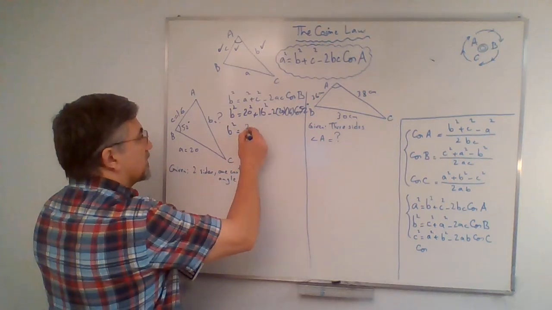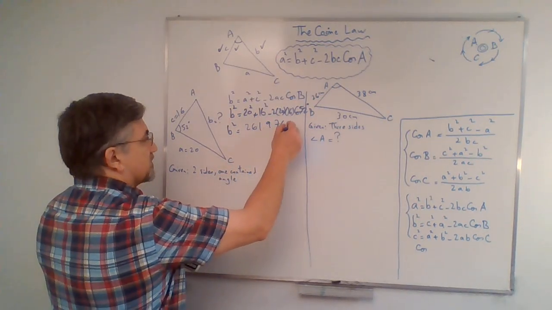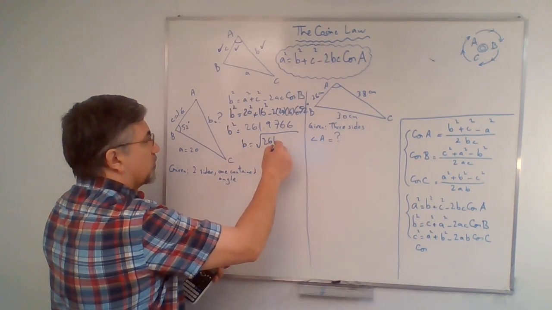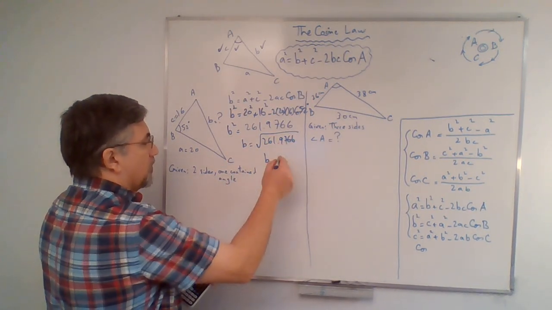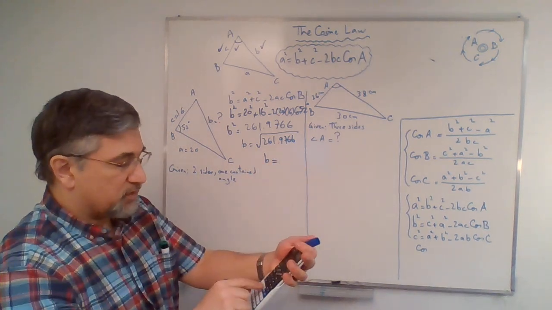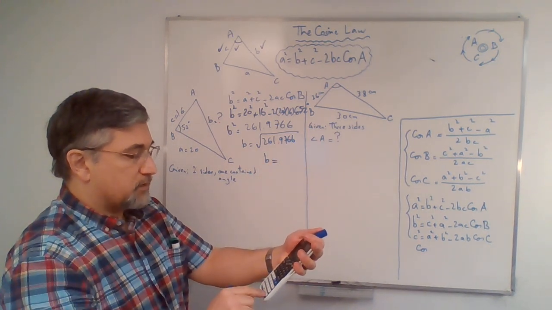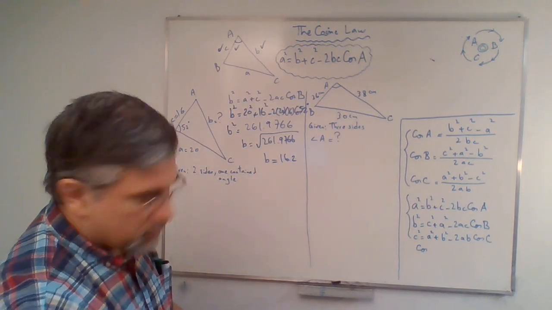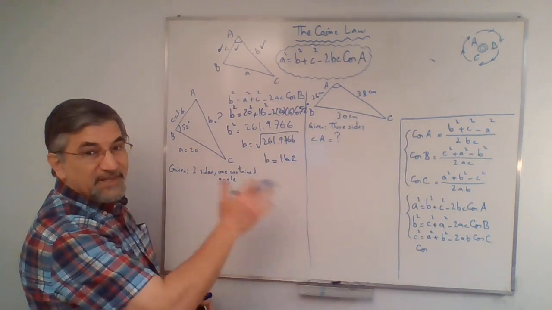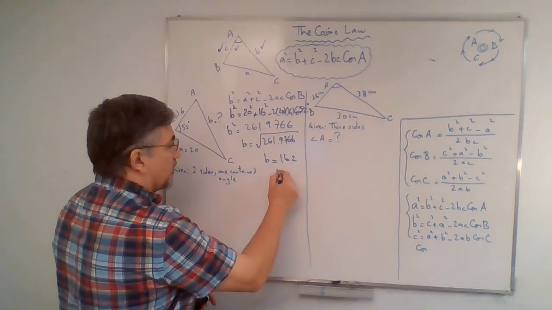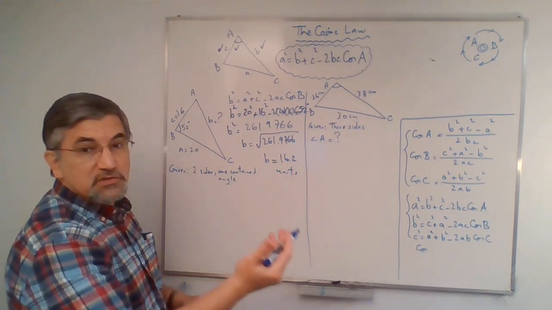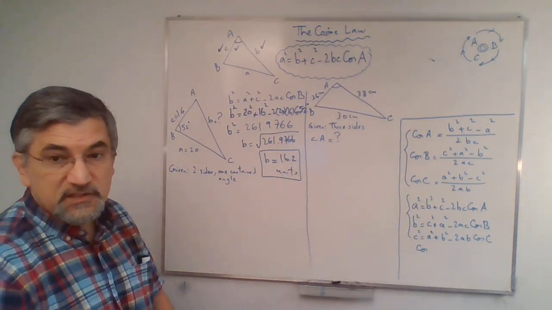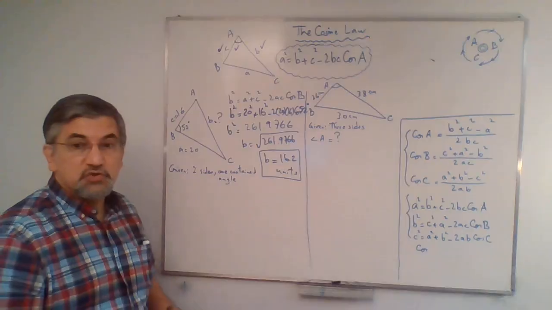So I got 261.9766. Now you take the square root to find b. So square root of this number, just one button. You press the square root button and you get the answer, which is 16.2. Okay, 16.2 is rounded to the nearest tenth of a unit. So units are not given, so I'm not going to write centimeters or meters. I just write units. And that is how I found side B. 16.2 is the length of side B, which was the unknown.